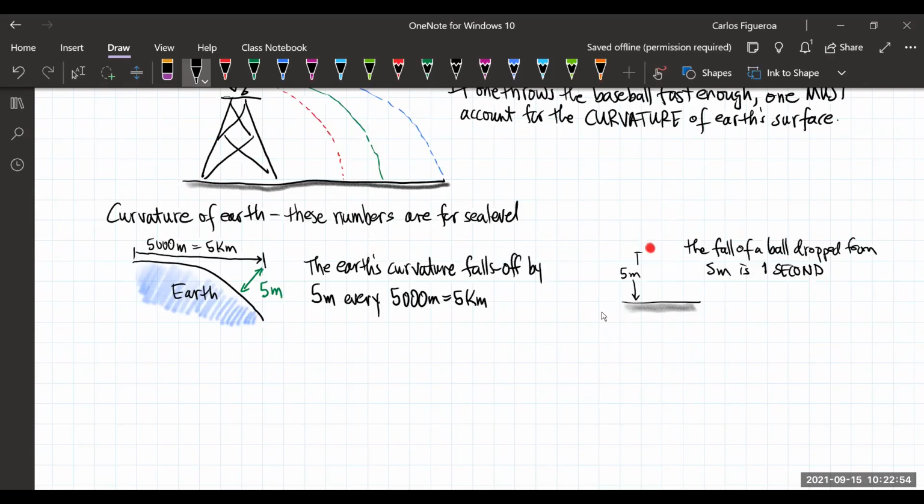Now this number, 5 meters, it's kind of an out there number. So here's just a silly fact, but a pretty cool fact. So let's imagine that we have the Earth again. So I'm going to copy this, and I'm just going to bring it down here.